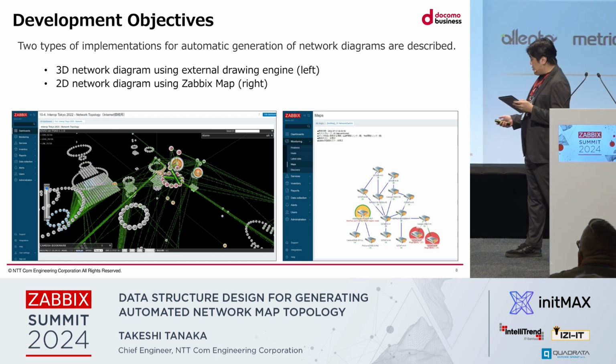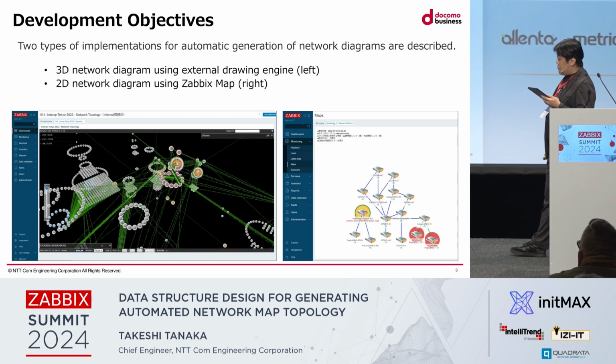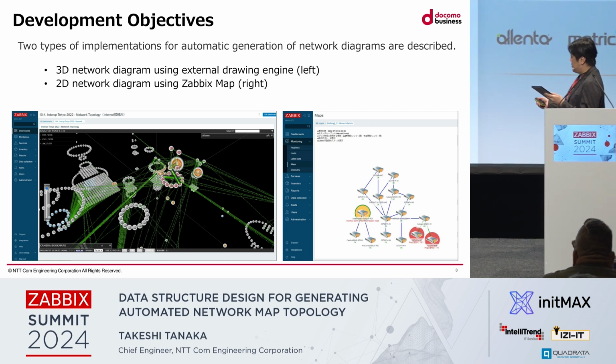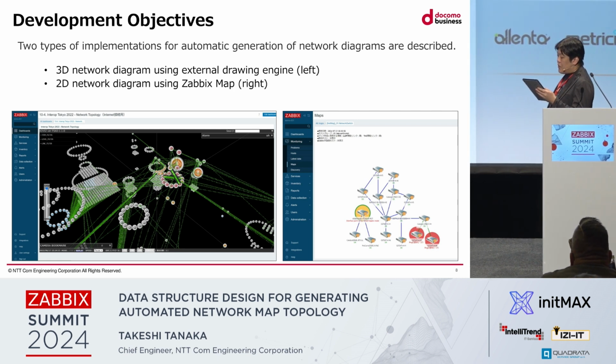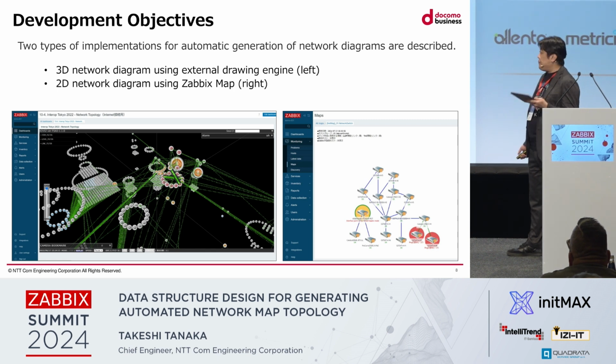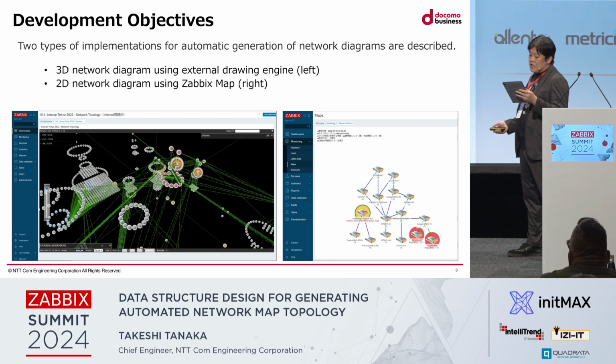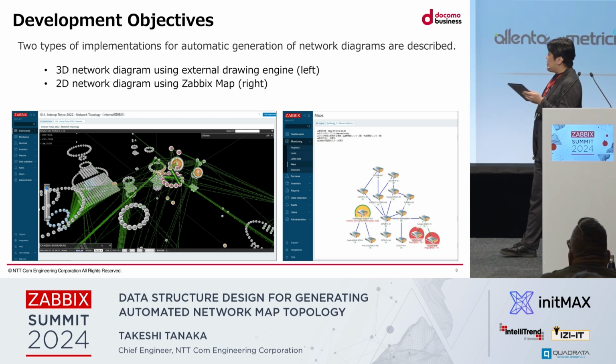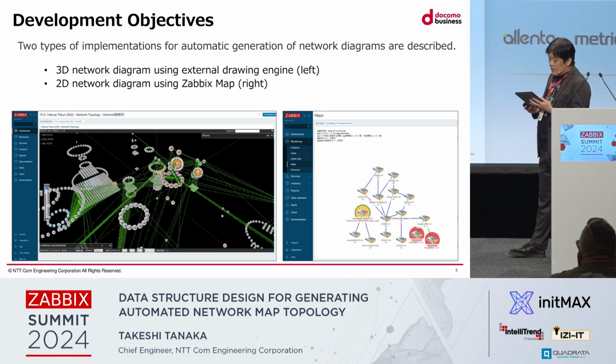There are two implementations we present today. The first is 2D network topology using the Zabbix map feature. Second, 3D network topology generated by Zabbix in conjunction with an external engine. They appear to be different implementations. However, there are shared points of information to be stored in Zabbix.